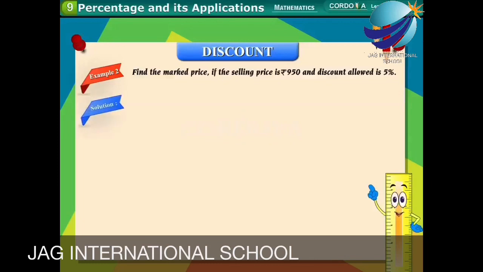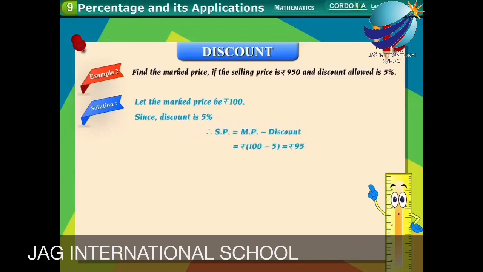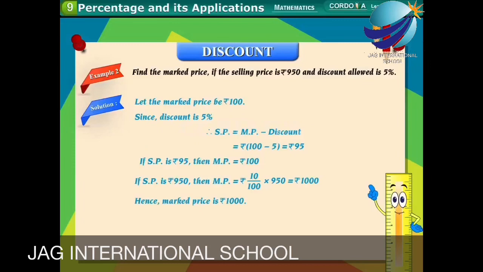Example 2. Find the marked price if the selling price is rupees 950 and the discount allowed is 5%. Solution. Let the marked price be rupees 100, since the discount is 5%. Therefore, SP is equal to MP minus discount, which is equal to rupees 100 minus 5, which is equal to rupees 95. If SP is rupees 95, then MP is equal to rupees 100. If SP is rupees 950, then MP is equal to rupees 100 upon 95 into 950, which is equal to rupees 1000. Hence, marked price is rupees 1000.